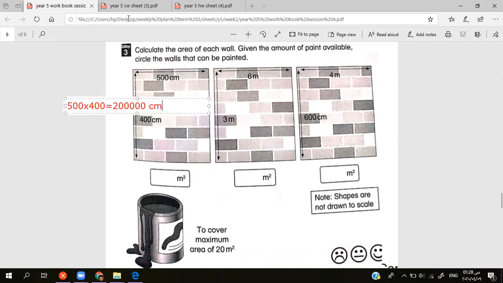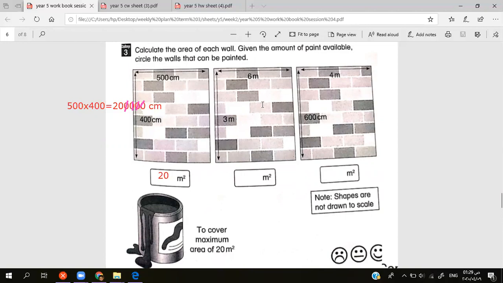So normally when I convert from centimeters to meters, I remove 2 zeros, right? But because this is squared, I will double the zeros. Instead of removing 2 zeros, I'm gonna remove 4 zeros. So when I remove 4 zeros, 1, 2, 3, 4, it will be 20 meters squared.